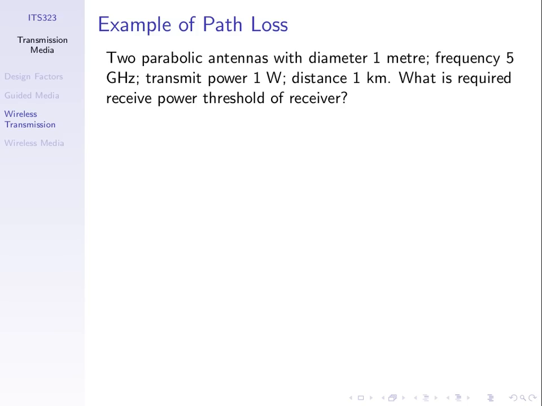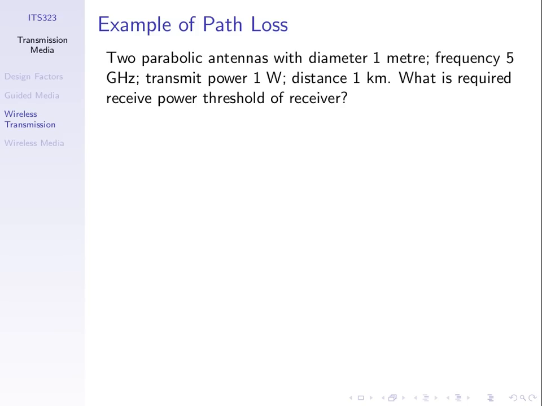We have a wireless system. Transmitter and receiver, they're using two antennas of the same shape, same design. They're both parabolic dish antennas. Diameter of 1 meter. Frequency 5 gigahertz, that's our signal frequency. We transmit at 1 watt. We transmit across a distance of 1,000 meters. So the two devices are separated by 1 kilometer.